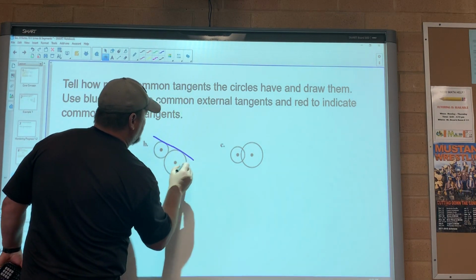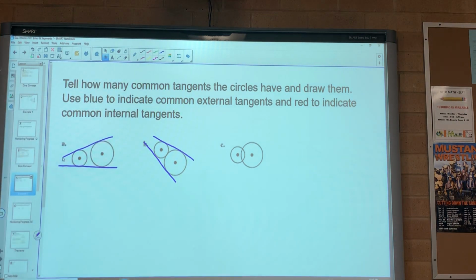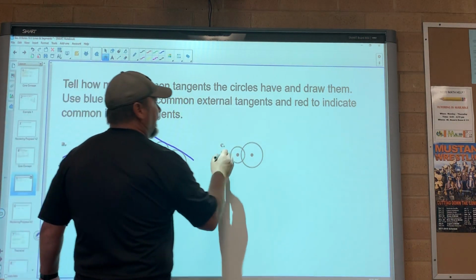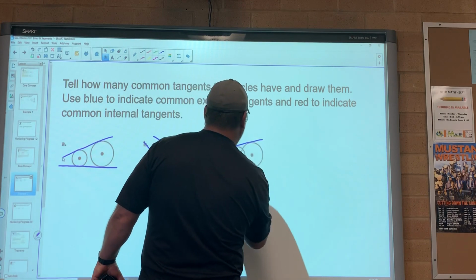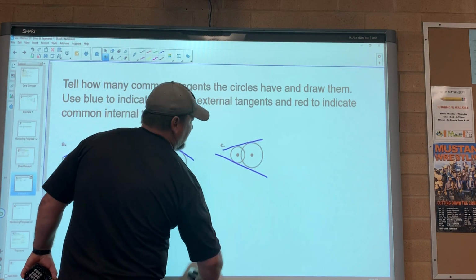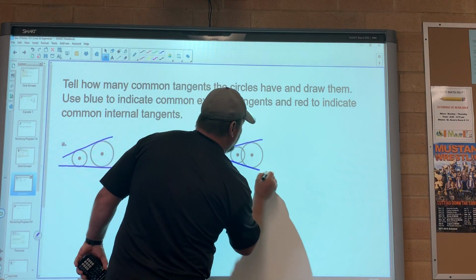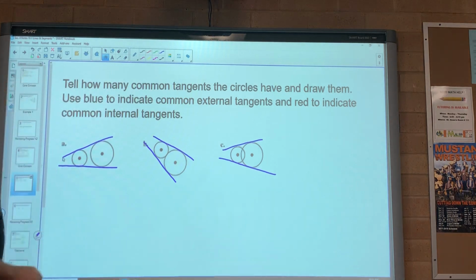External again. External again. External again. External again. And it's supposed to be touching. You just got to draw it a little bit better. If I had a true ruler, it would look a little bit better. Those would be the tangents.